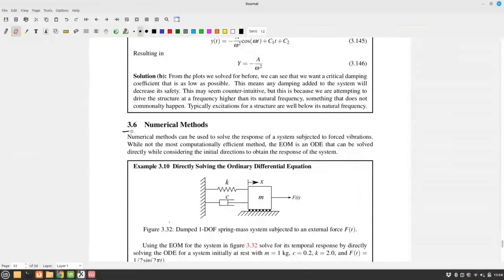3.6, numerical methods. So we can use numerical methods to solve directly for the response of a system subjected to a forced vibration. Not the computationally most efficient method. However, can be quite useful, right? We have an ODE. Why don't we just solve the ODE directly, right?